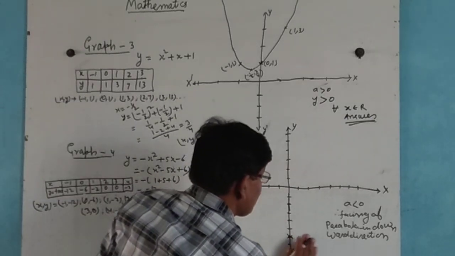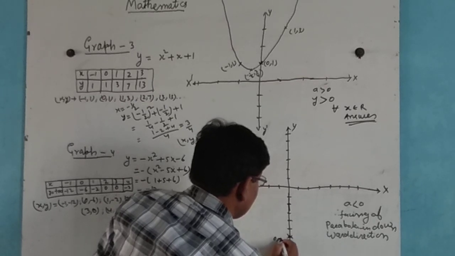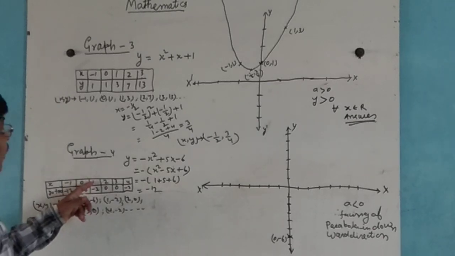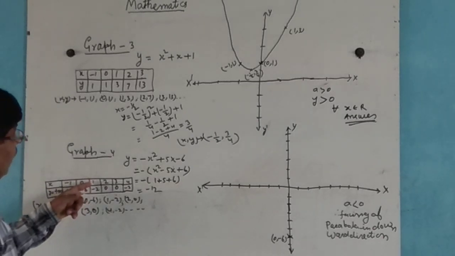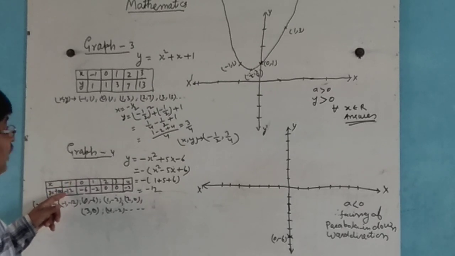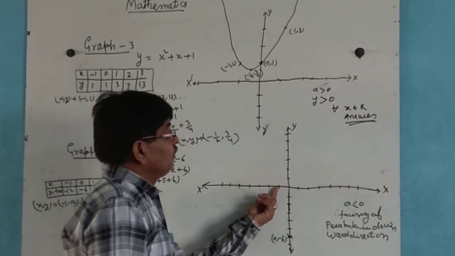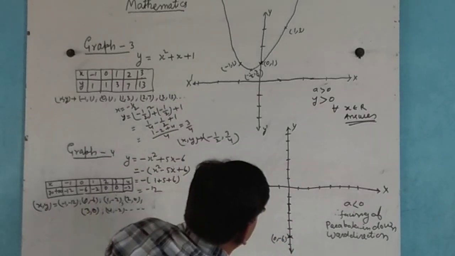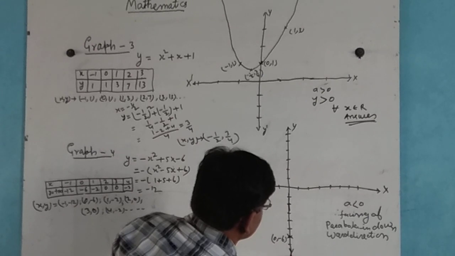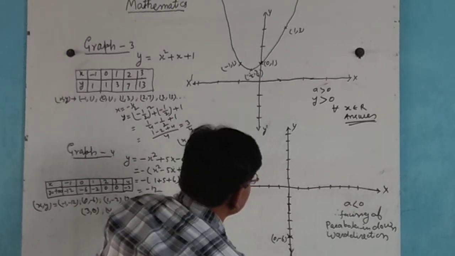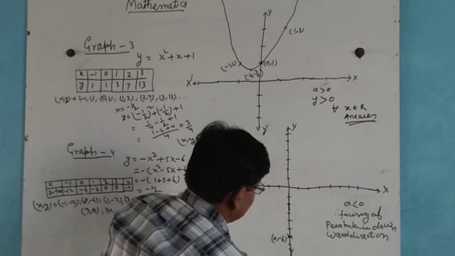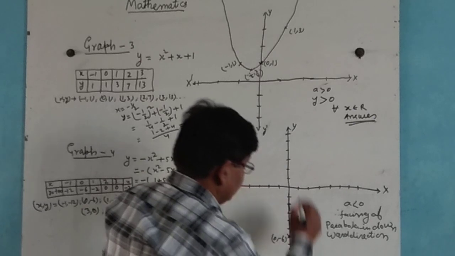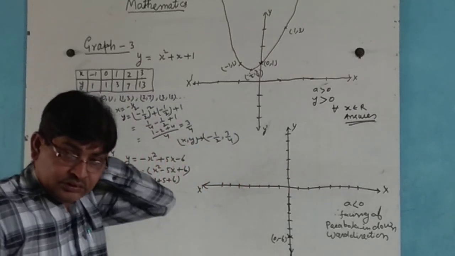Now another point, x equal to -1, y equal to -12. That is (-1, -12). It is a long distance downward.